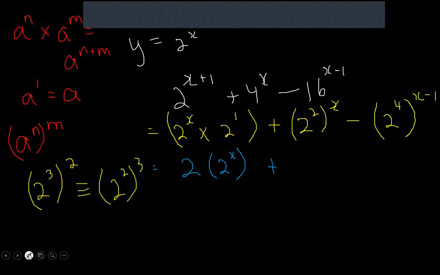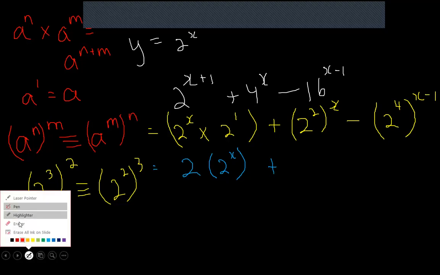So what could I say then? A to the power of n, and then this whole thing raised to the power of m would be the same as a to the power of m, and this whole thing raised to the power of n. If I switch the numbers, so instead of n, m, I have m, n, it wouldn't make a difference, right? So that's what I'm going to do here now.